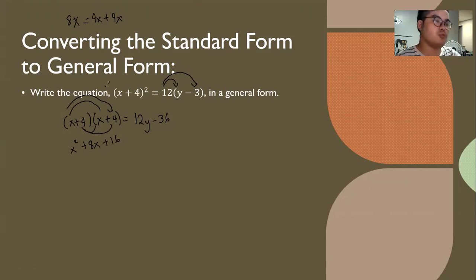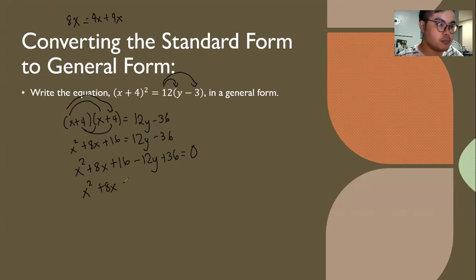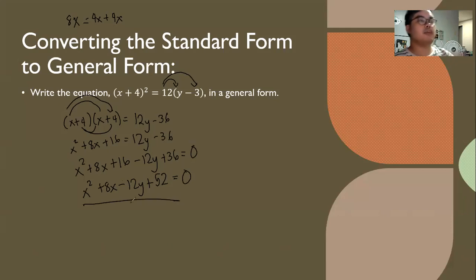We're going to copy it on the right side. Then we're going to transpose everything to the left so that it becomes 0, right? What will happen is we're going to combine like terms. This is now the general form of the parabola, given its standard form written in the question.